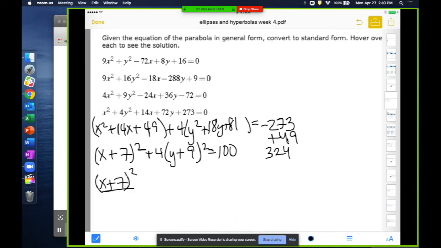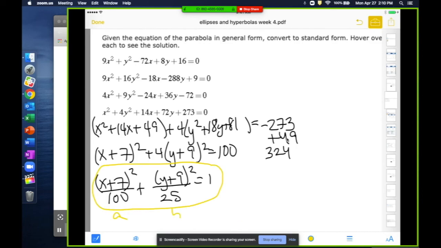And then I want to make sure I go ahead and divide everything by 100. So since there's nothing to divide on the first term, it's just 100 for the denominator, and then 4 divided by 100 is 25 in the second denominator equals 1. That'll get me the final answer. And again, this is a horizontal ellipse because 100 is the larger number of the two, so that is the A value.